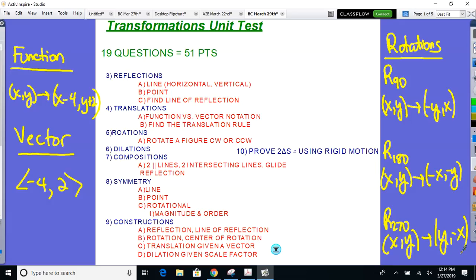Dilations, as you can see, guys, I didn't put anything here under dilations. We just did them yesterday, so hopefully that's pretty fresh in your mind. I'm going to ask you to dilate a figure, maybe find the scale factor. Nothing too crazy with dilations, all right? But just make sure you look over those, especially those multiple choice questions where you may be dilating a line. If the center of dilation is on the line, the new line, the image, is the same as the pre-image, right? If the center of dilation is on the line.